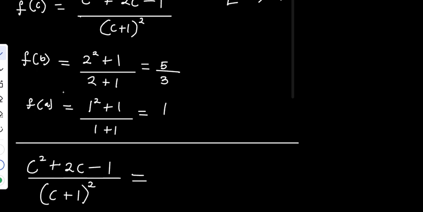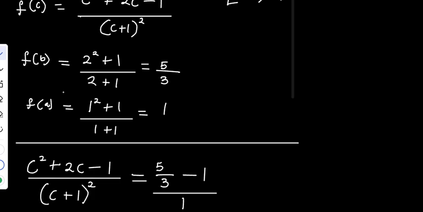Now what is f of b? F of b is equal to 5/3. Then what is f of a? F of a gave us 1. Then b minus a, what is b minus a? B minus a is 2 minus 1, and that will give us 1.